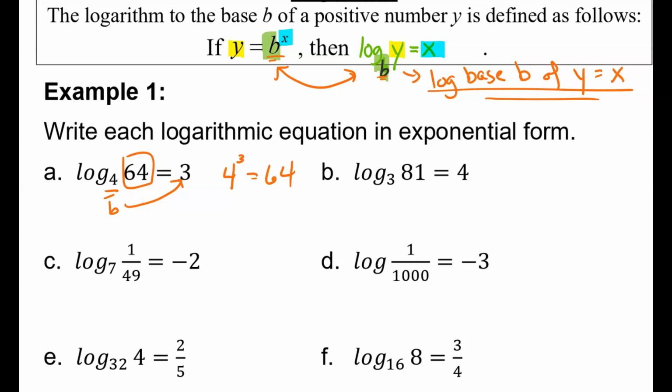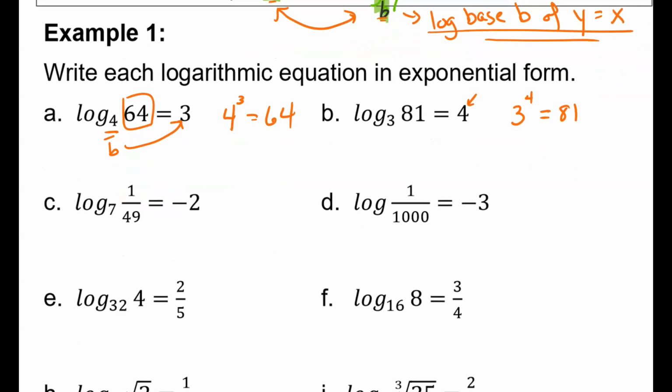So let's look at the next one. We have log base 3 of 81 is equal to 4. So what's the base of this? It's 3. It is being raised by my exponent, so it's 3 to the 4 equals 81. Well, guys, what's 3 to the 4th? That's right, 81.